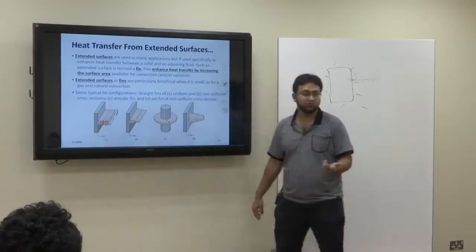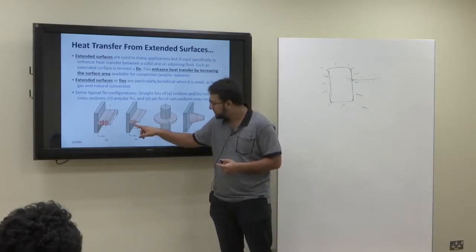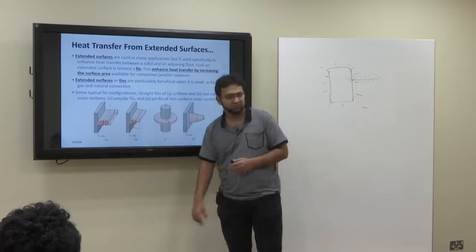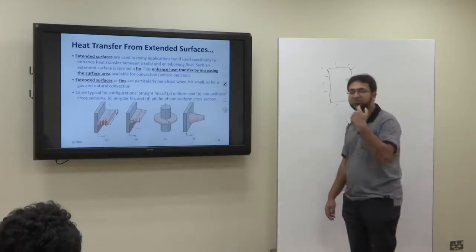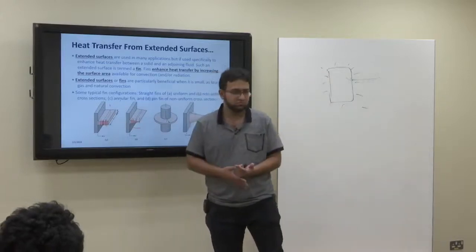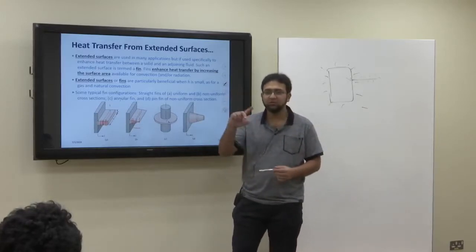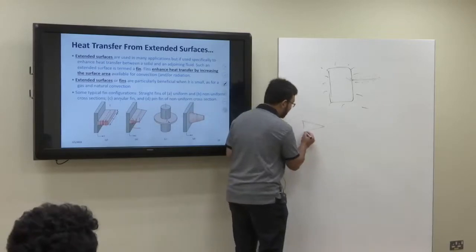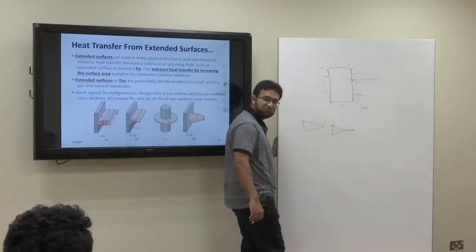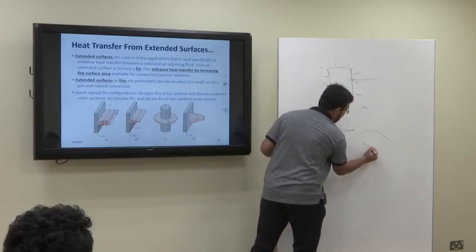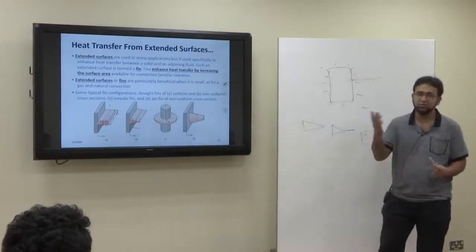Or we can have a non-uniform cross-section. For example, the triangular straight fin. At any x, the value of the cross-sectional area will change. Is it clear? So you can have straight fins with uniform cross-section, or you can have straight fins with non-uniform cross-section. Triangular cross-section is one example of non-uniform cross-section. You can also have a concave or a convex cross-section. So this is one cross-section. You can have one cross-section like this. There's a concave cross-section, triangular concave. You can have a convex cross-section, like this. Anyway, these are all straight fins, with uniform and non-uniform cross-section.